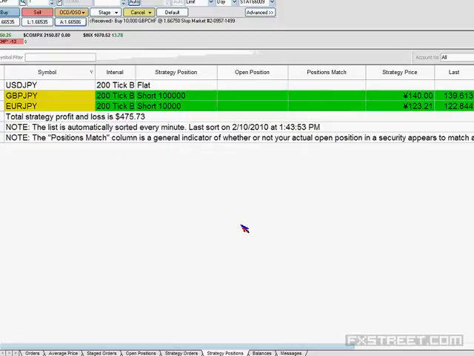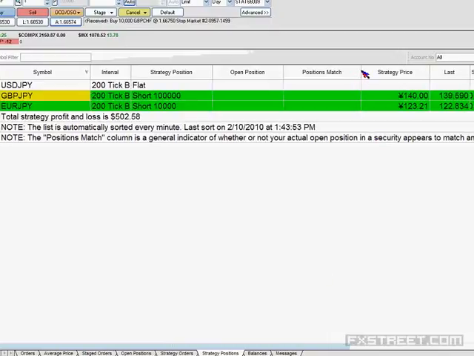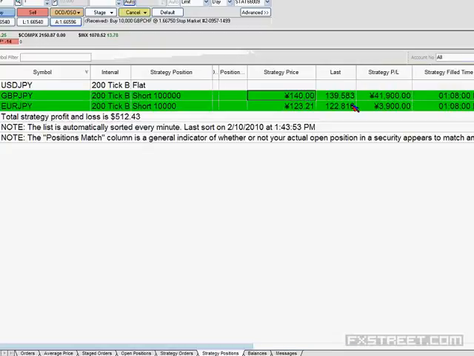So these are the positions that we have now. We're short the pound yen, and we're short from 140, and it is now trading at 139.58, and we're up on the position right now, $516. So let me put the other positions on so you can see them. Now we look at the pound Swiss, the dollar Swiss.